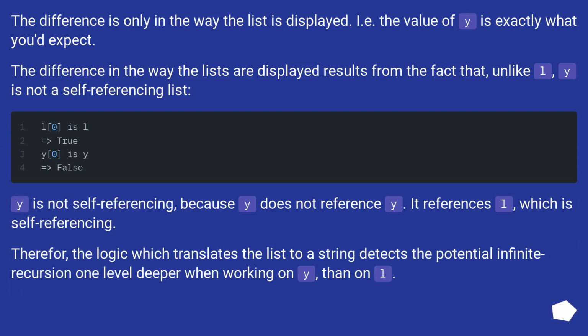The difference is only in the way the list is displayed. I.e. the value of Y is exactly what you'd expect. The difference in the way the lists are displayed results from the fact that, unlike L, Y is not a self-referencing list. Y is not self-referencing, because Y does not reference Y. It references L, which is self-referencing. Therefore, the logic which translates the list to a string detects the potential infinite recursion one level deeper when working on Y than on L.